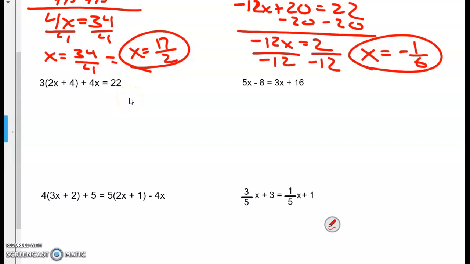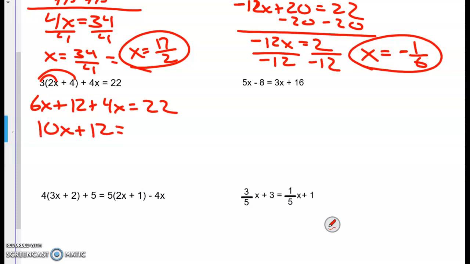Here we need to distribute first. So when we distribute here, the 3 goes to both terms. 6x plus 12 plus 4x equals 22. Now I'm left with 10x plus 12 equals 22. We subtract 12 on both sides, we get 10, and my x equals a 1.